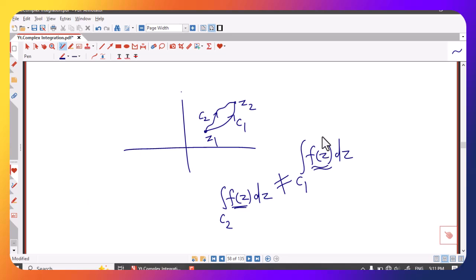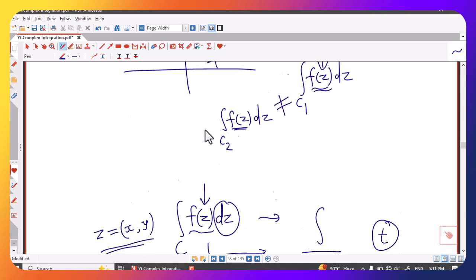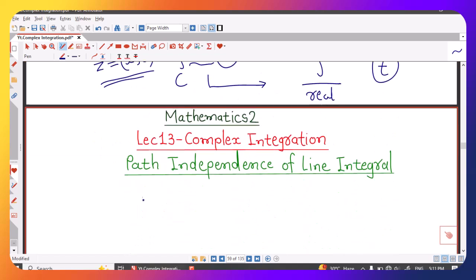So for certain class of functions, this contour integral becomes path independent. So we are going to discuss those type of functions, and in which cases we can say that line integral is independent of path between 2 points in the complex plane. So that we are going to discuss in this lecture. We are going to discuss path independence of complex line integral.